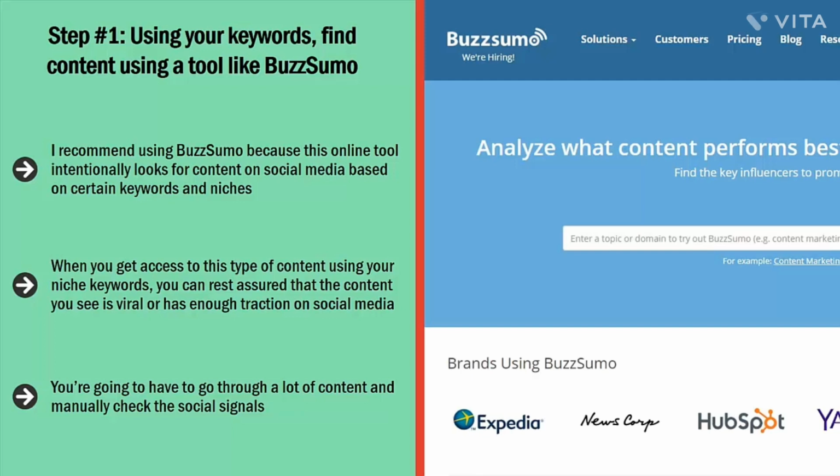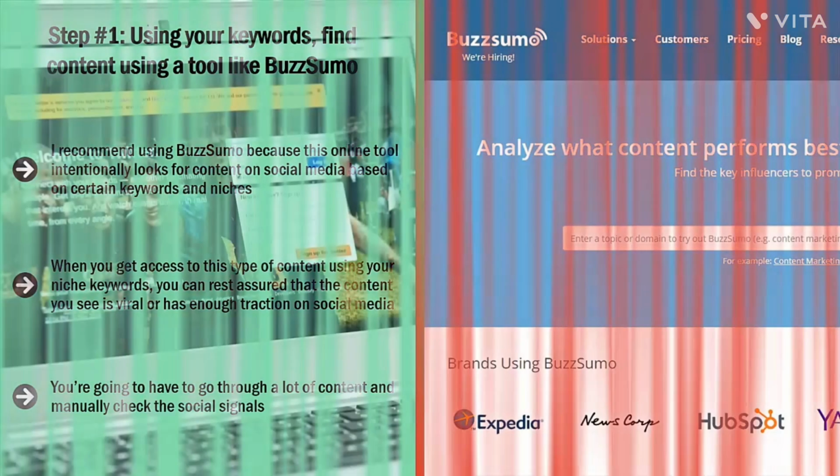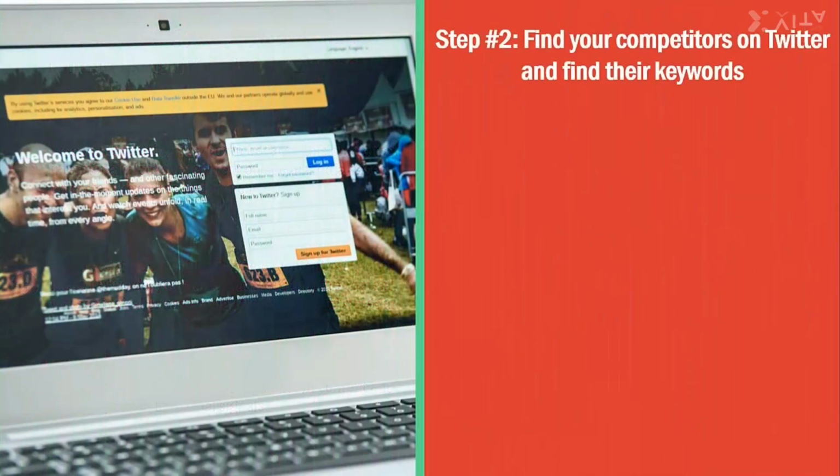It's very tedious. It burns a lot of time. In many cases, you are still not sure if you got the right content. Step number 2. Find your competitors on Twitter and find their keywords.